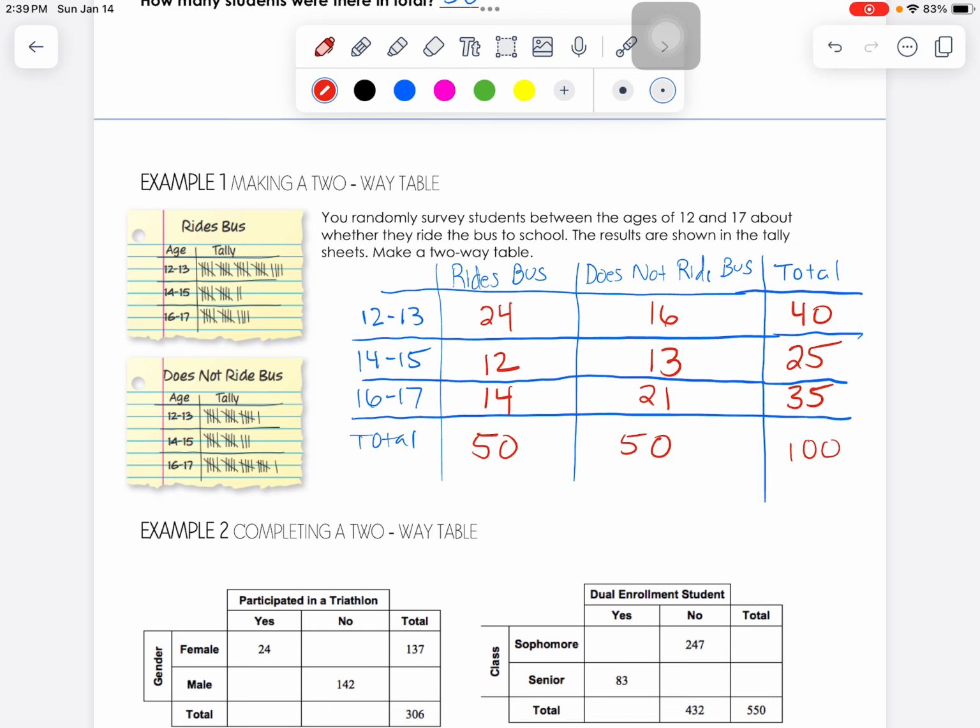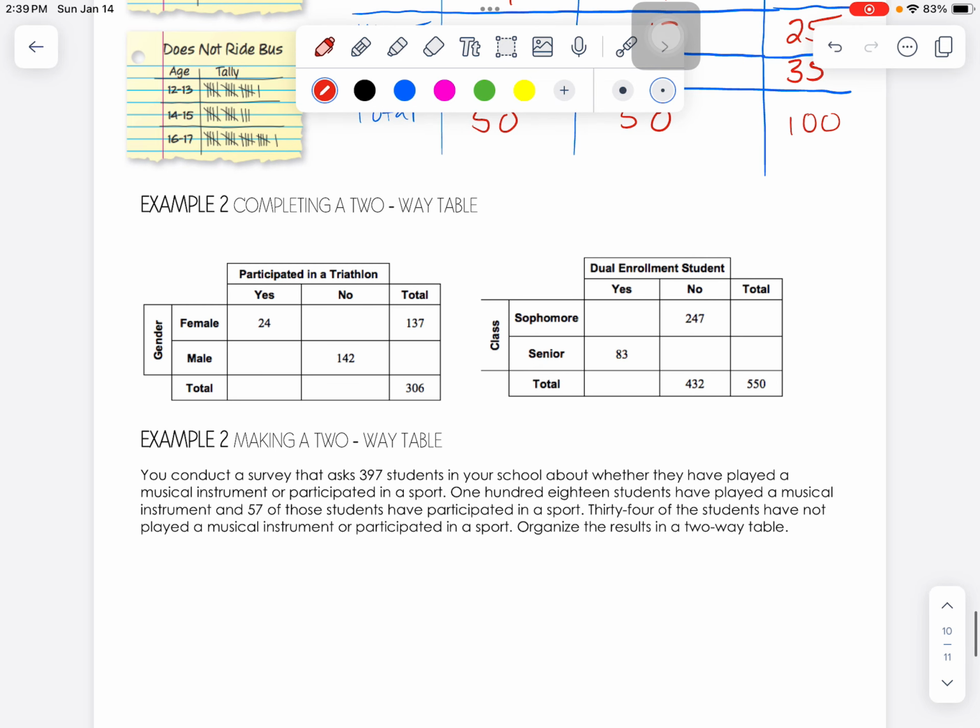All right, looking at example 2, completing a two-way table. Here we're going to use the totals to subtract to find our missing pieces. If I'm looking at the total number of females in that first one, there were 137 total females and 24 participated in a triathlon. So if I do 137 minus 24, I can find out that 113 did not participate in a triathlon.